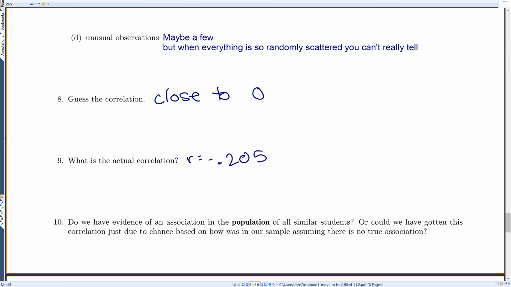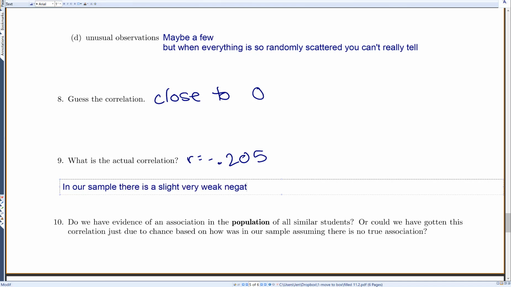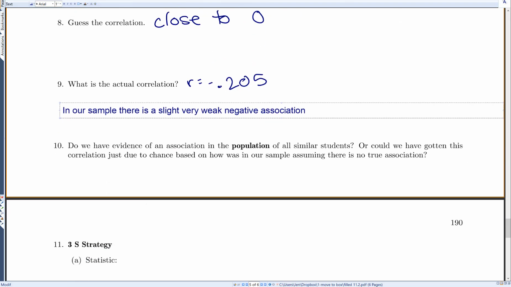So in our sample, there is a slight, very weak negative association. Do we have evidence of a negative association in the population of all similar students? Or could we have just gotten this correlation due to chance, based on who was in our sample, assuming there's no true association? To answer that question, we have to go to the next step.